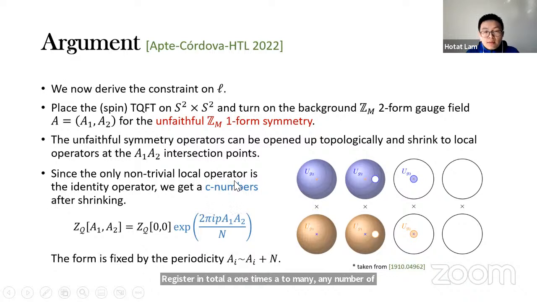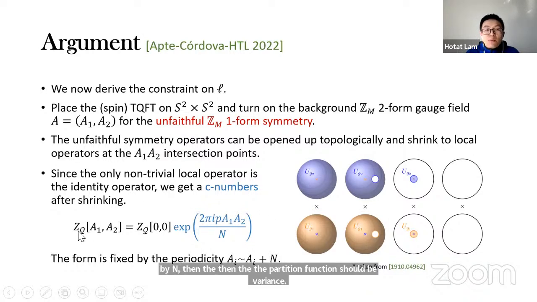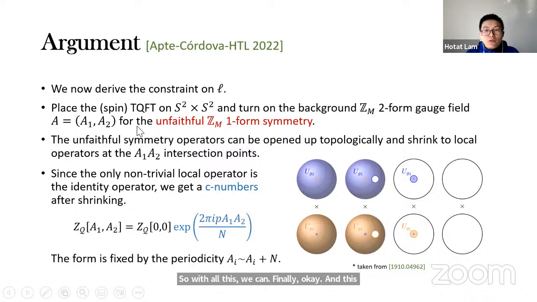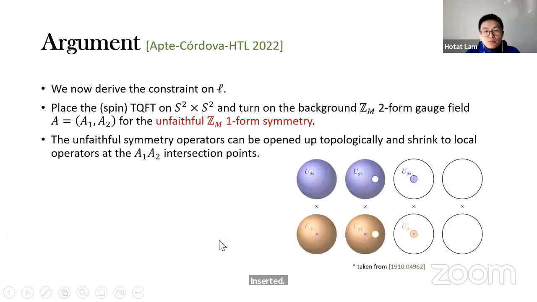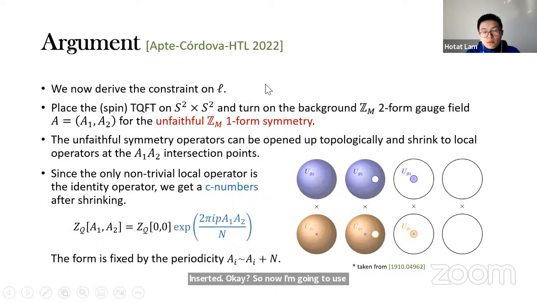Okay, so the next thing we do is use the fact that there's a periodicity in AI. If we shift AI by n, then the partition function should be invariant. So with all this, we can finally fix the form of the partition function with the backgrounds A1, A2 turned on to be this. It's proportional to the partition function without the backgrounds, with the phase inserted. Now I'm going to use this result to derive constraints on L.